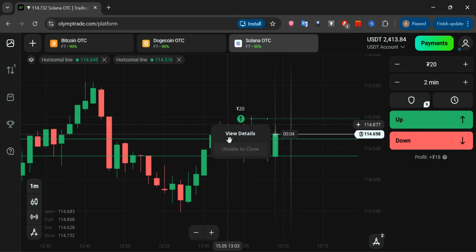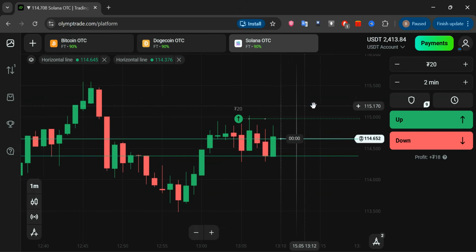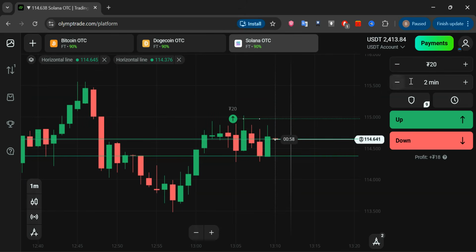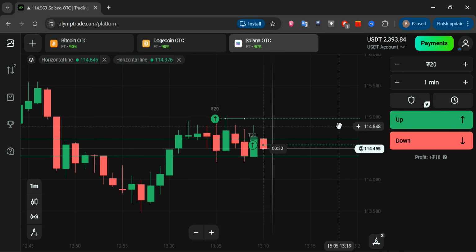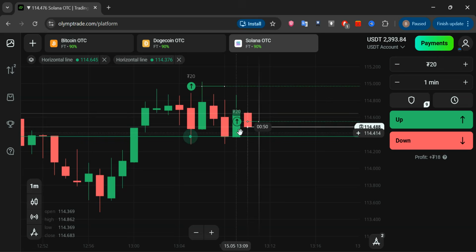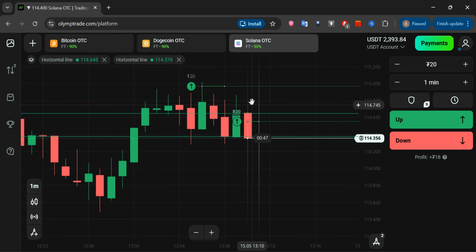So still we are ranging, but we are not breaking this level of support and resistance. Strong buyers candle. I'll do a call option here, but with a 1-minute expiry period, because I expect a rejection here. The buyers will reject and move more up.